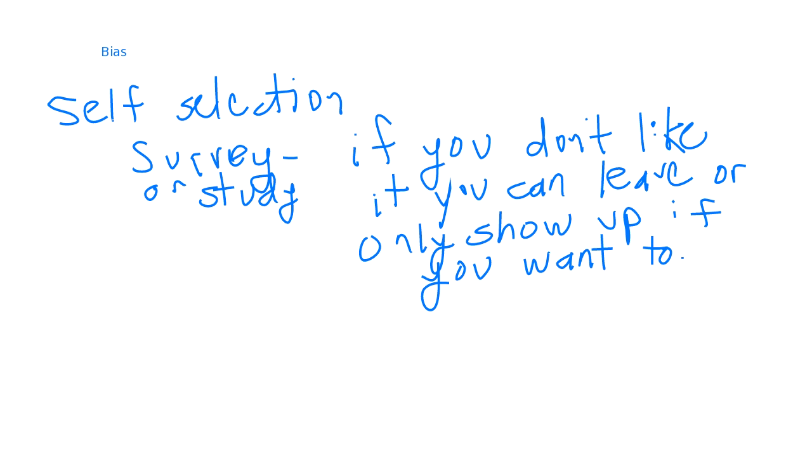Yeah, it's the same exact thing. In survey sampling, voluntary response bias occurs when sample members are self-selected volunteers. So that would be like if you're listening to the radio and they're asking you to call in, giving your opinion, that would be an example of self-selection or voluntary response.